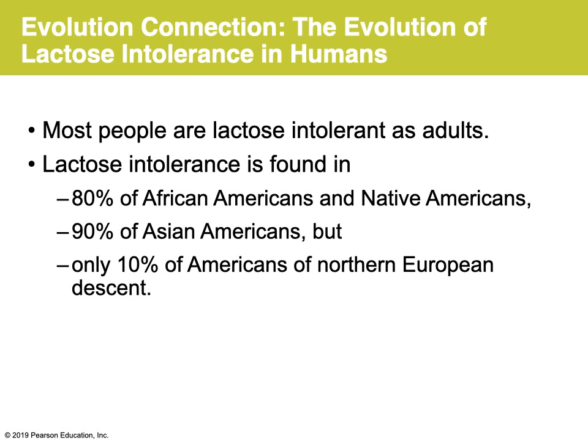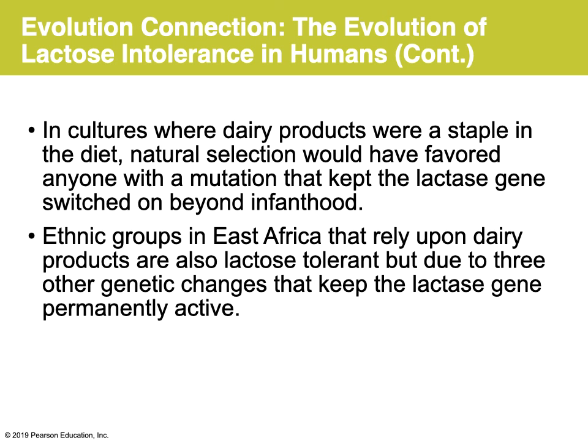Now, lactose intolerance is found in 80% of African Americans and Native Americans, 90% of Asian Americans, but only 10% of Americans of Northern European descent. Well, how is this? Well, natural selection. In cultures where dairy products were a staple in the diet, natural selection would have favored anyone with a mutation that kept the lactase gene switched on past infanthood. And we'll get into how genes are switched on and off later on.